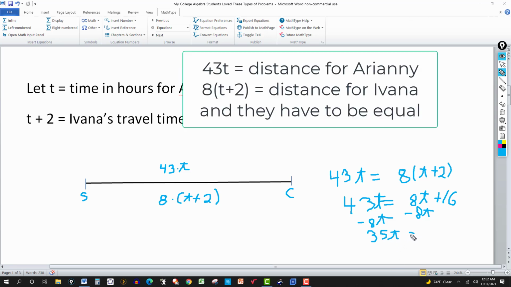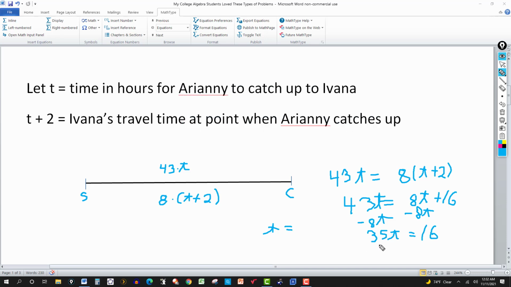And over here the 8t and the minus 8t cancel. This gives me 16. So I can just say that t is equal to, dividing both sides by 35, I get 16 over 35. Okay, so it's 16 over 35, and this is in hours.